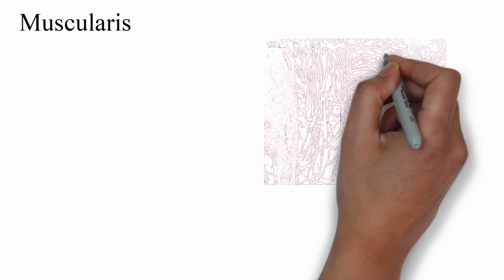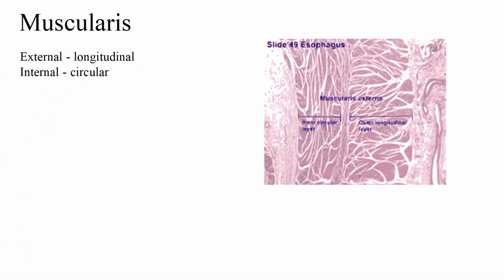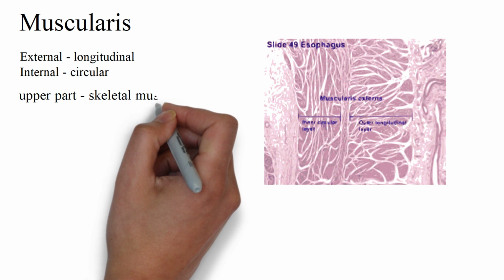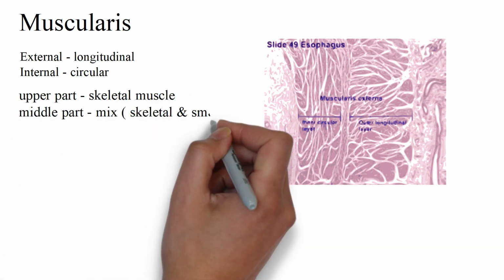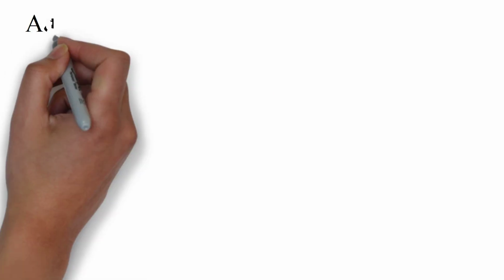As you can see in the histological image, the esophagus consists of two types of muscle: the external muscularis layer and the internal muscularis layer. The external muscularis layer consists of longitudinal fibers while the internal muscularis layer consists of circular fibers. In the upper part of the esophagus, the muscularis layer is made up of skeletal muscle. The middle part is made up of skeletal and smooth muscle, and the lower part is made up of smooth muscle, which means that the upper part is under the control of voluntary action and the middle and lower parts are under the control of involuntary action.